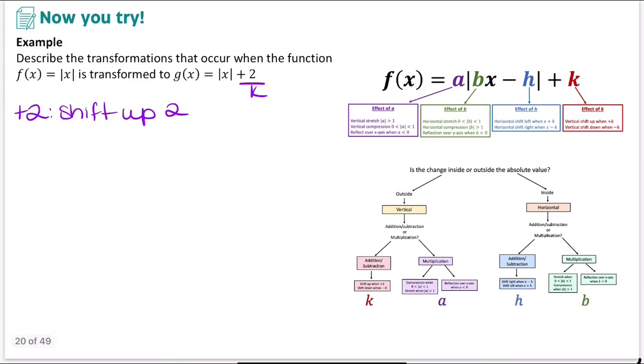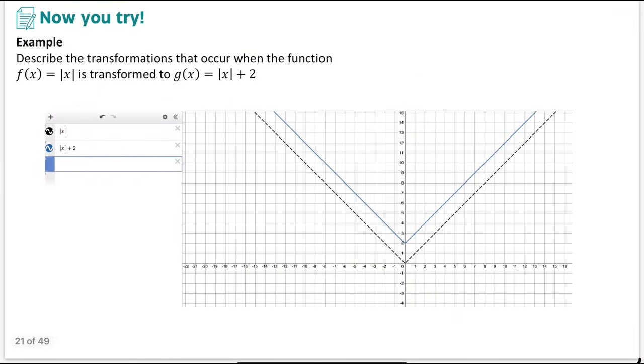So here, notice the transformation is this plus 2. This plus 2 is a value of k, and since it's plus, it's going to go up. Okay, so if we're using this flowchart, it's outside, so it's going to be vertical. It's being added to my function, and that tells me that it's up when I have plus k. So notice that if I graph both in Desmos, I can see that the graph has been shifted up 2 units.